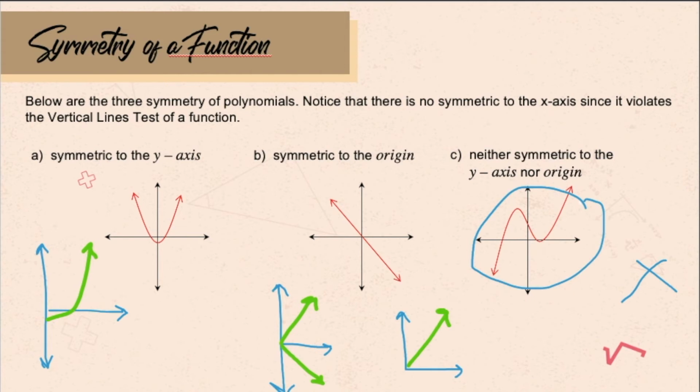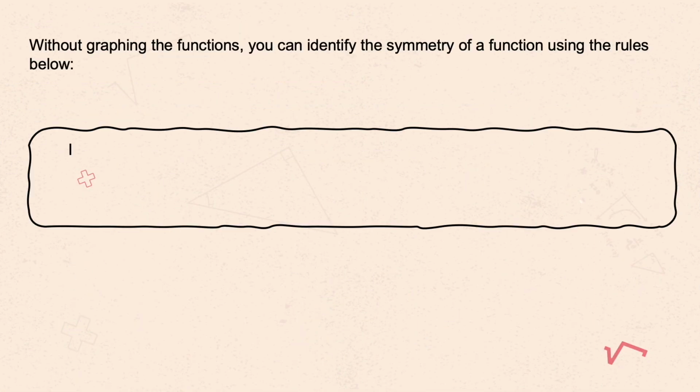However, not all the time is the graph given. What if the given is a function or just an equation? So this is how you identify symmetry of a function without graphing. We're going to need here, again, the f of x, the negative f of x, then f of negative x. Now this is the theorem here. Without graphing, you can identify the symmetry of a function using the rules below.